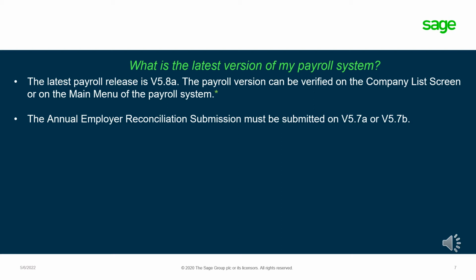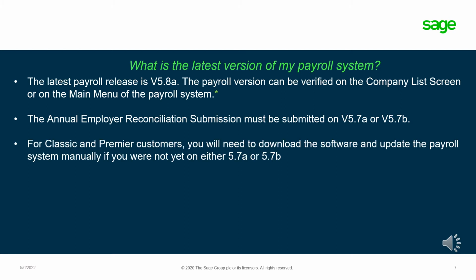For Classic and Premier customers, you will need to download the software and update your payroll system manually if you are not yet on either 5.7a or 5.7b. For Sage Business Cloud Payroll Professional customers, the update will be deployed automatically. The system will update automatically once you access the system and select the option Update Now.